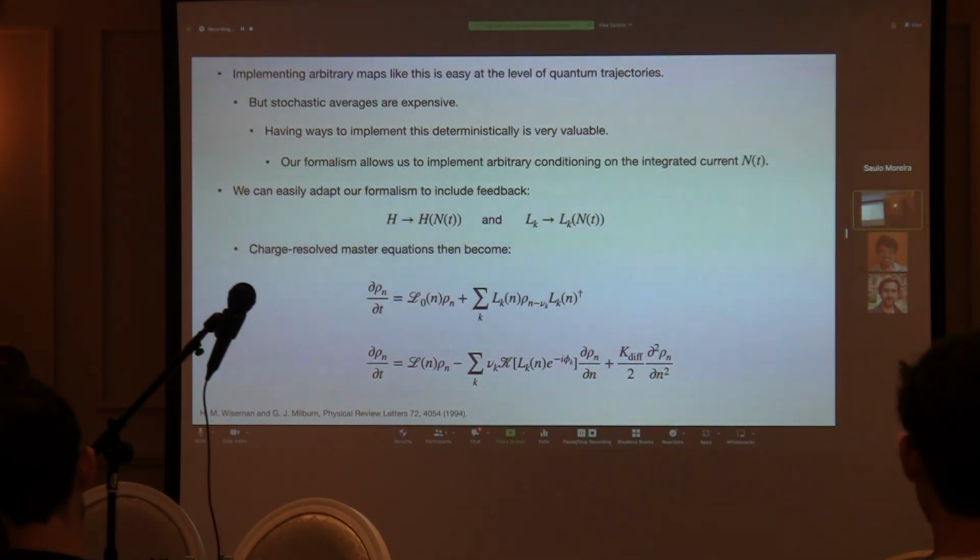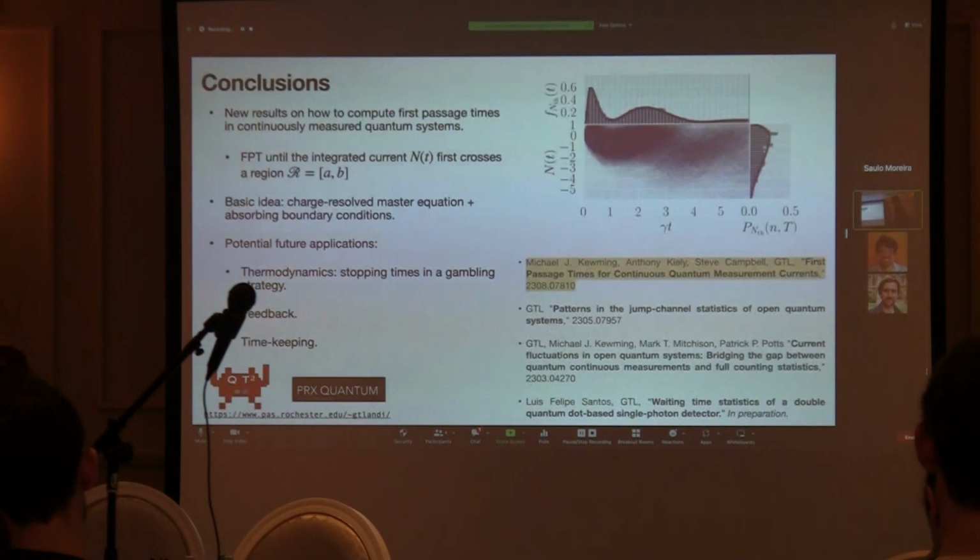And I just want to mention that our formalism is very trivially extendable to feedback, even though we didn't study this. Suppose you want to change your Hamiltonian to be some h that depends on your charge, and you can also do the same for the jump operators. Then essentially, since these equations are resolved in n, it is very easy to modify your Hamiltonian to be resolved in n as well. So that is all I had to say.